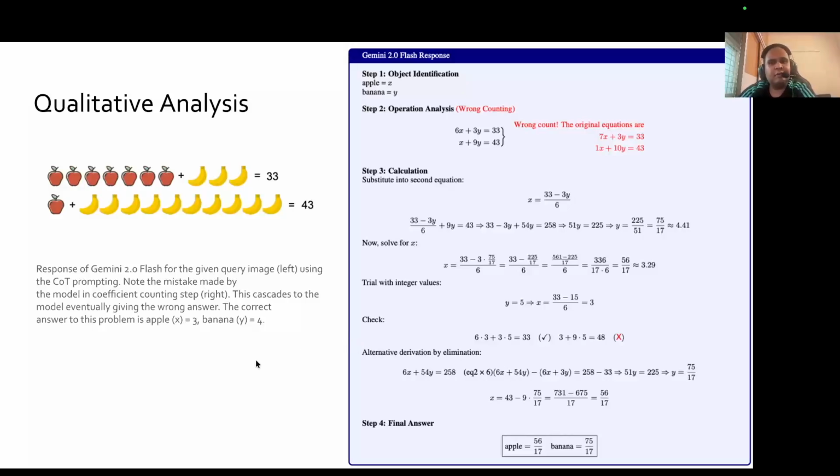As you can see in this equation, there are 7 apples and 3 bananas, and the second equation has 1 apple and 10 bananas. But the VLM, in this case the Gemini model, is unable to count correctly and gets the wrong equation from the start, which eventually, irrespective of how many calculations or optimizations you do, makes your answer wrong.